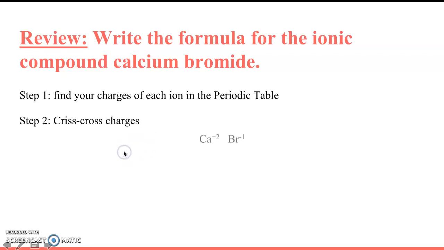So what you should have found is calcium has a +2 charge because it's in group 2. Bromine, group 17, halides, has a -1 charge right off your reference table. We always use the first charge for nonmetals. We crisscross our charges, and we end up with Ca1, Br2, calcium bromide.